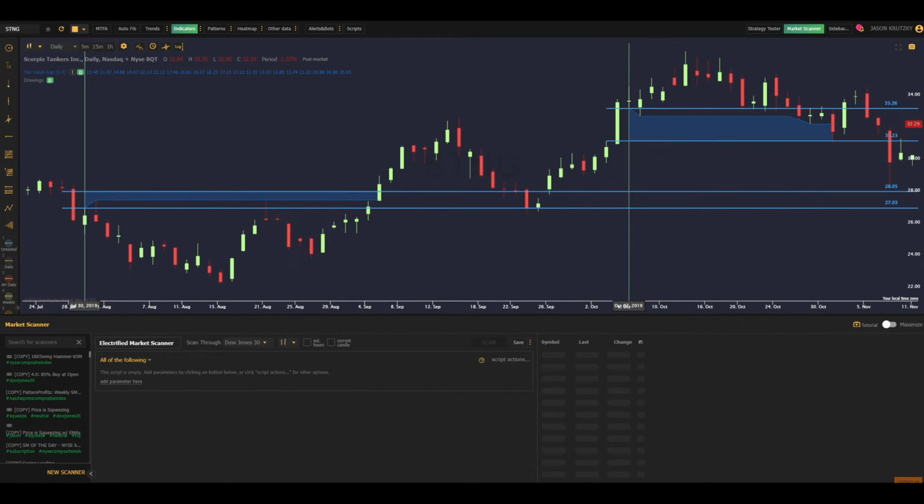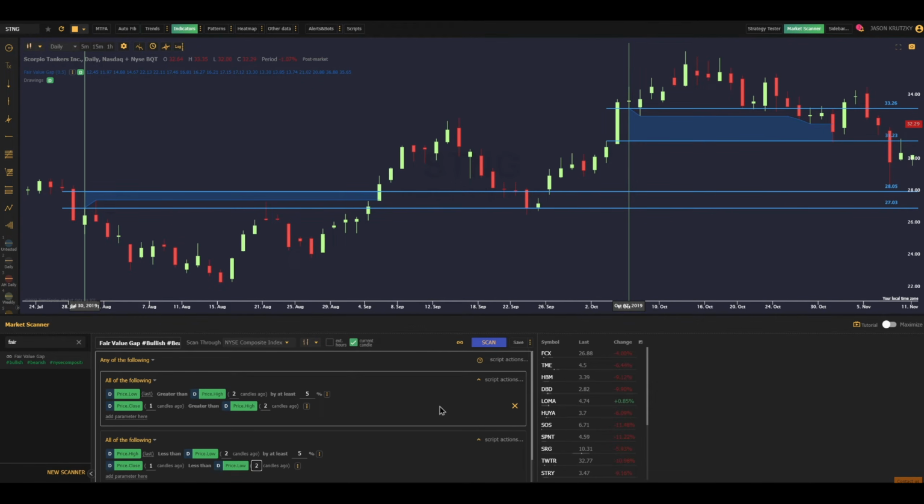Now, remember, these fair value gaps are occurring across a 3-candle sequence, so we're going to have to define the price action for each of the candles. I've gone ahead and created a pre-made scan that's going to be looking for both bullish and bearish styles here. In the first condition group, we're looking for a fair value gap that's being created from a move to the upside. Kind of like what we see right here.